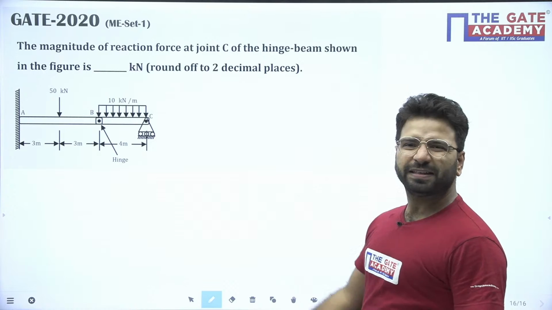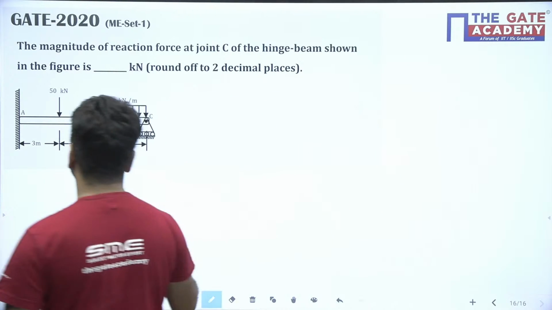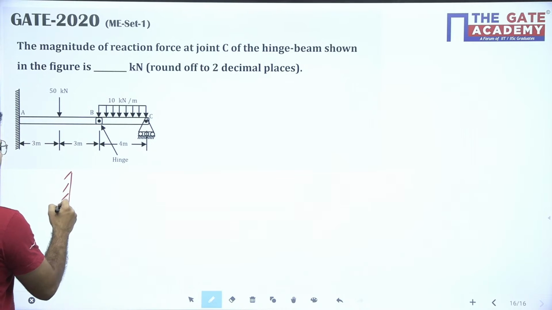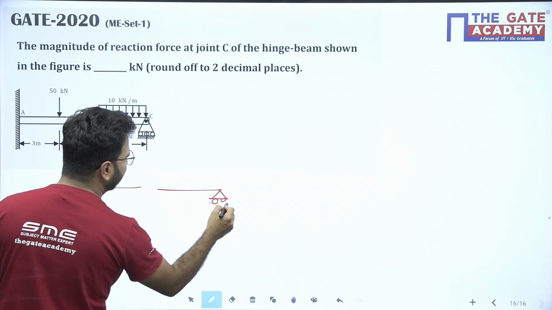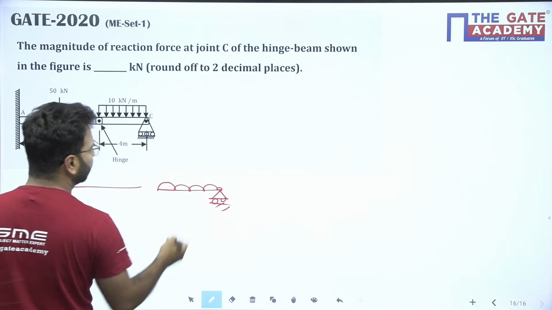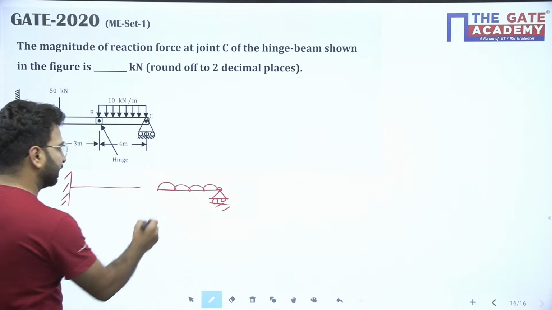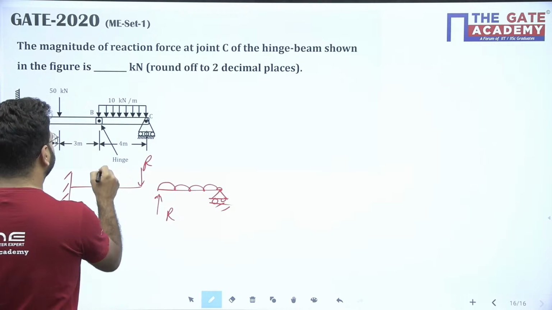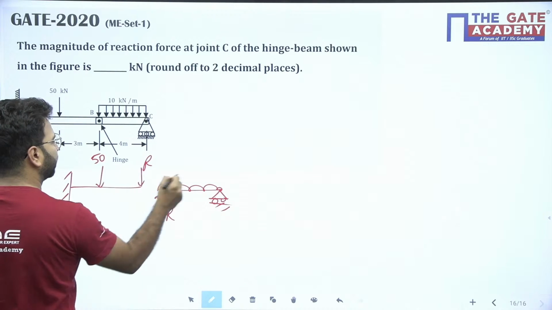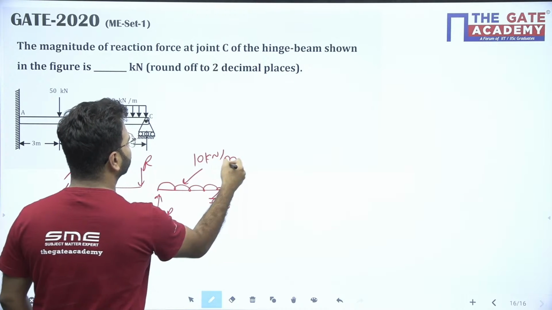Very good. By seeing the question, you can tell the answer here, beta. Okay, you can see here, this is my beam, hinge is there, and this is my roller support, and it is subjected to UDL. Now, remove the hinge, apply the reaction R, here upward, here downward, here some force is there, 50. What is the intensity of UDL given to you? 10 kilonewton per meter.